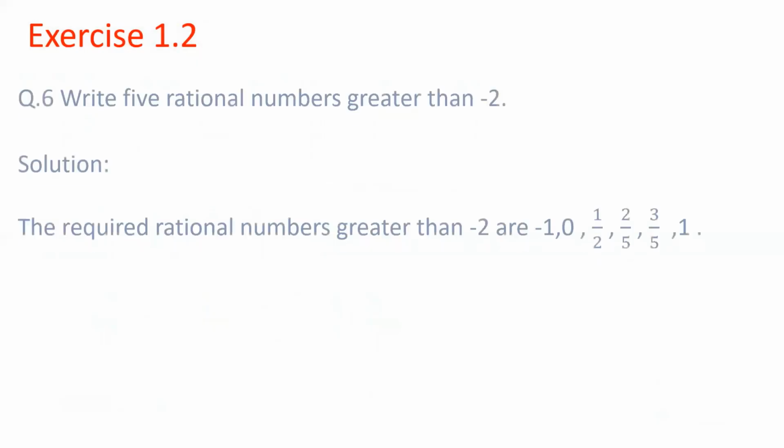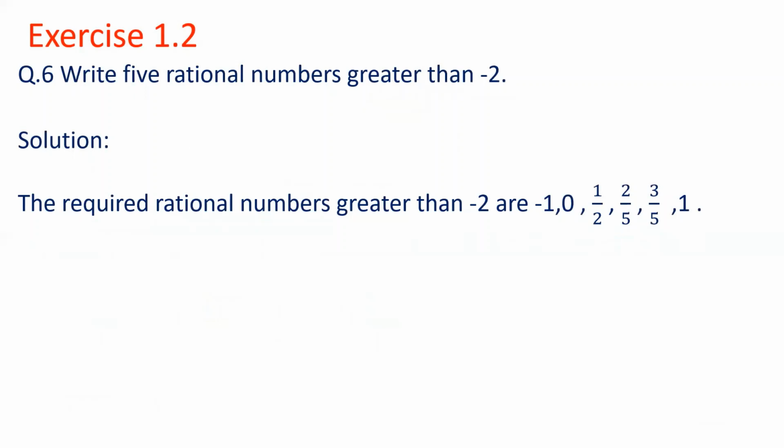So next question, question number 6. Write 5 rational numbers which are greater than minus 2. Here, all the numbers which are lying on the right hand side of minus 2 are greater than minus 2. Here, I have chosen the numbers minus 1, 0, 1 upon 2, 3 upon 5, 2 upon 5 and 1 as my answer. You can write down many more numbers which are greater than minus 2.